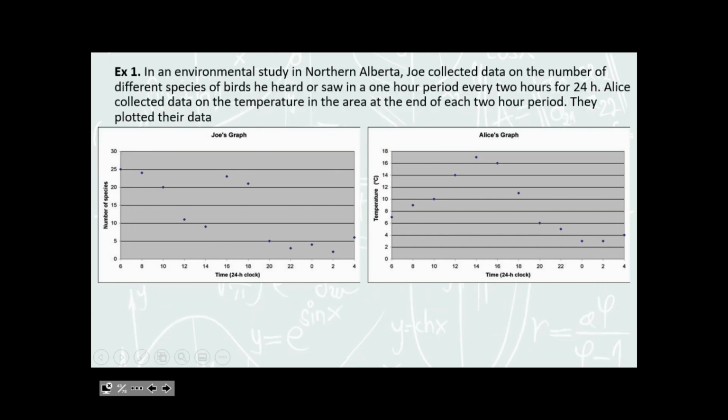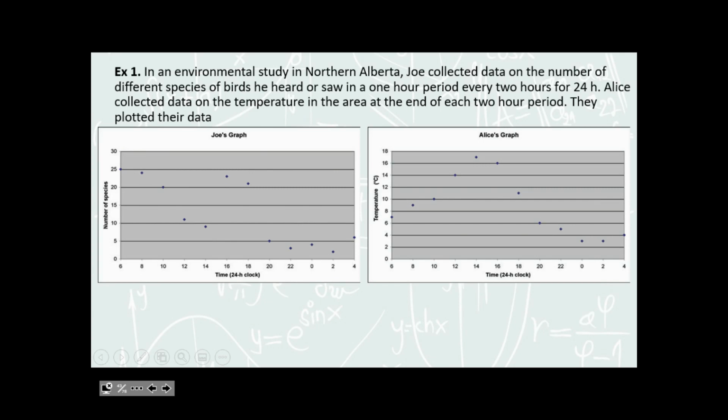So here is an example. It says, in an environmental study in northern Alberta, Joe collected data on the number of different species of birds he saw in a 1 hour period every 2 hours for 24 hours. So he goes out and he's listening to the bird calls and he records how many different species he's hearing in 24 hours. Alice collected the temperature in the area after 2 hours for 24 hours. And then they plotted their data.